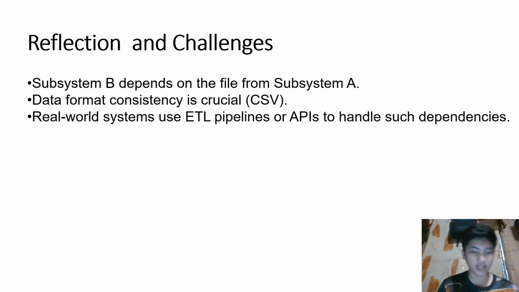Now, reflection and challenges. This experience also allows us to reflect on some challenges that appear in system integration. First, data dependency: Subsystem B depends on the file from Subsystem A, so the order of execution matters. Second, data format consistency: if the format of the file changes, Subsystem B might fail to read the data correctly, while real-world systems use ETL pipelines or APIs to handle such dependencies. Third, transformation requirements: in more complex systems, the data might need to be converted, validated, or cleaned before consumption.